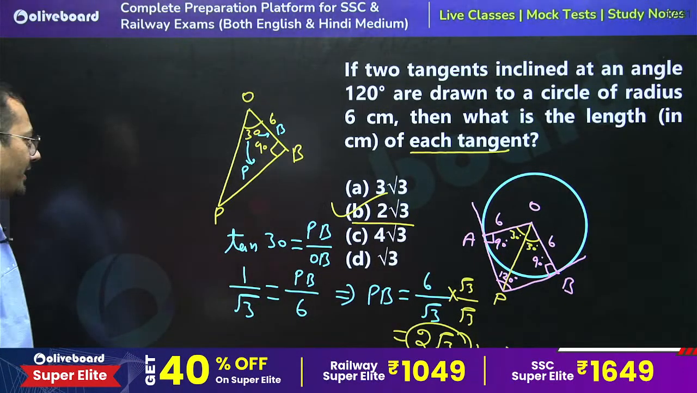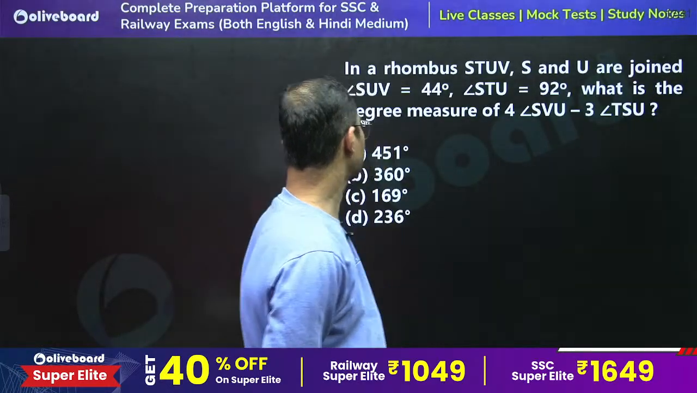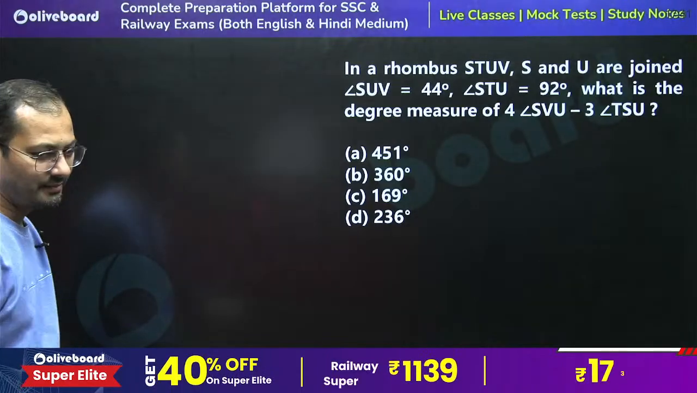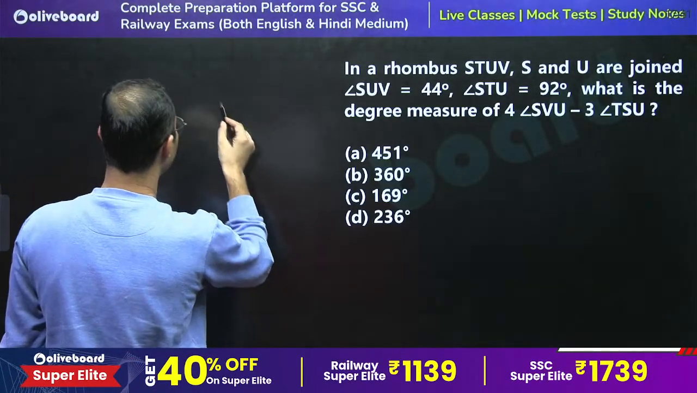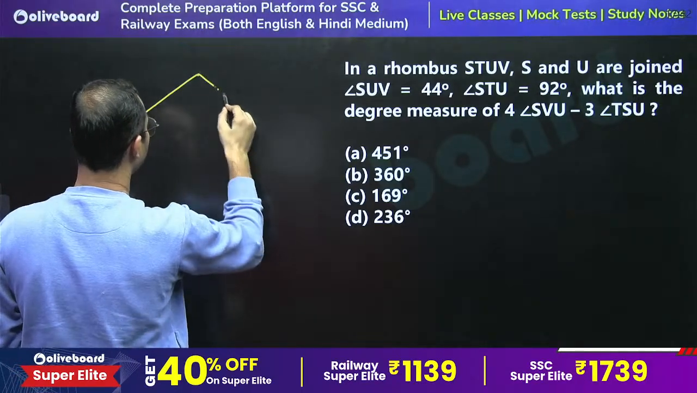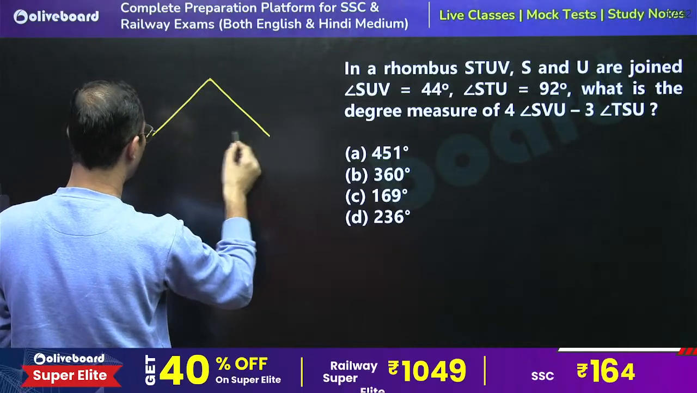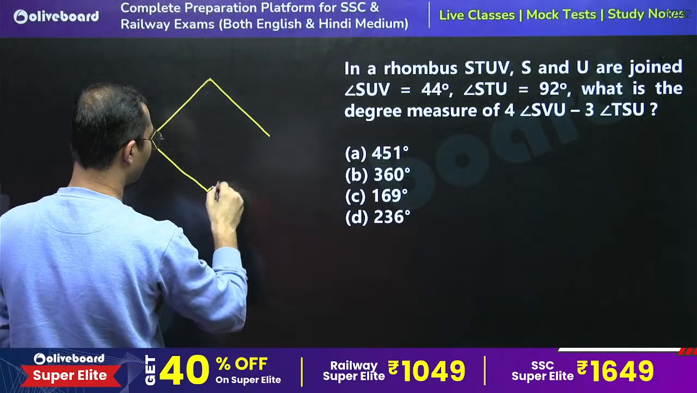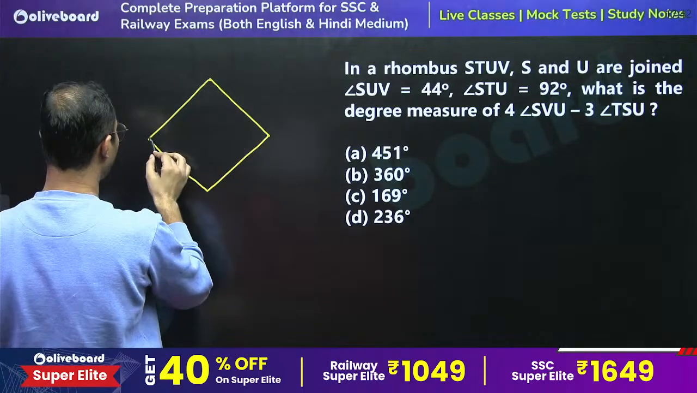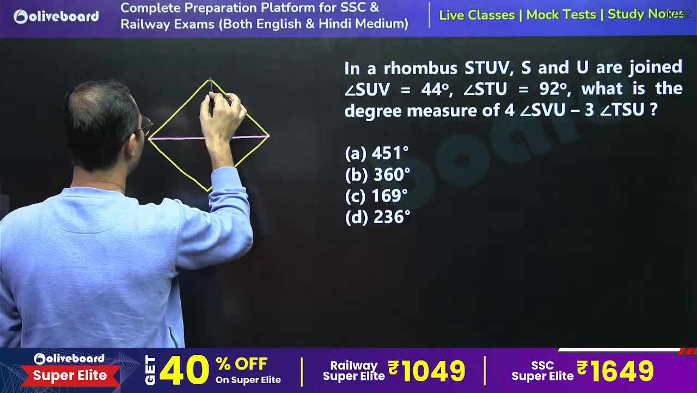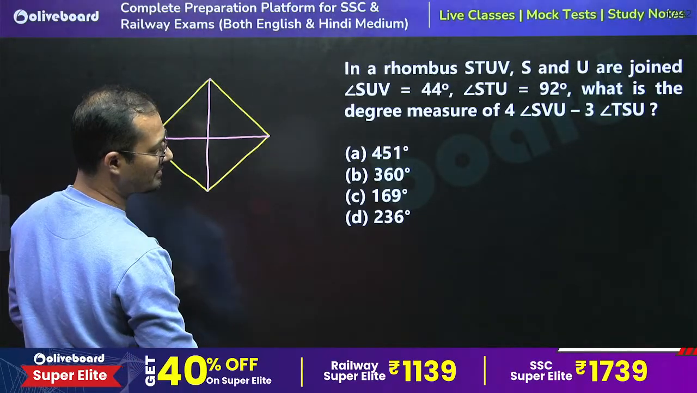Okay, that's great. So moving forward, tell me what is the answer for this question. In a rhombus STUV, all sides are equal, but all angles are not equal, and their diagonals intersect each other perpendicularly, right? So they are perpendicular bisectors of each other.